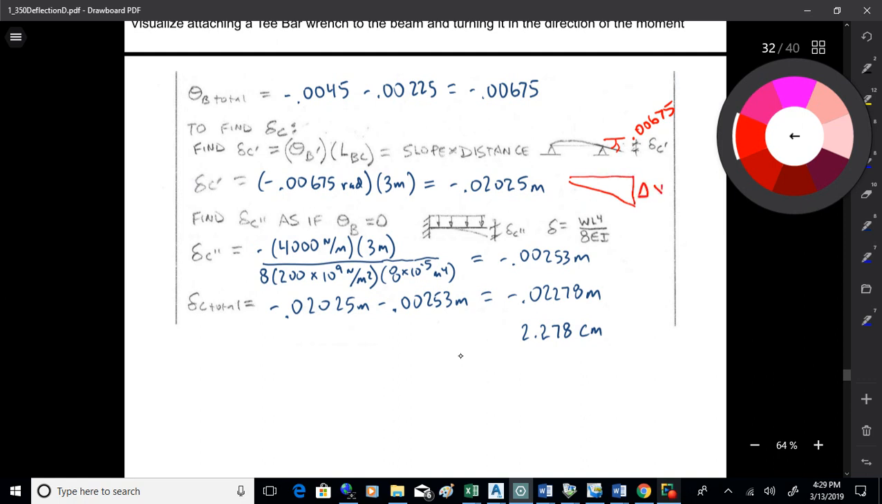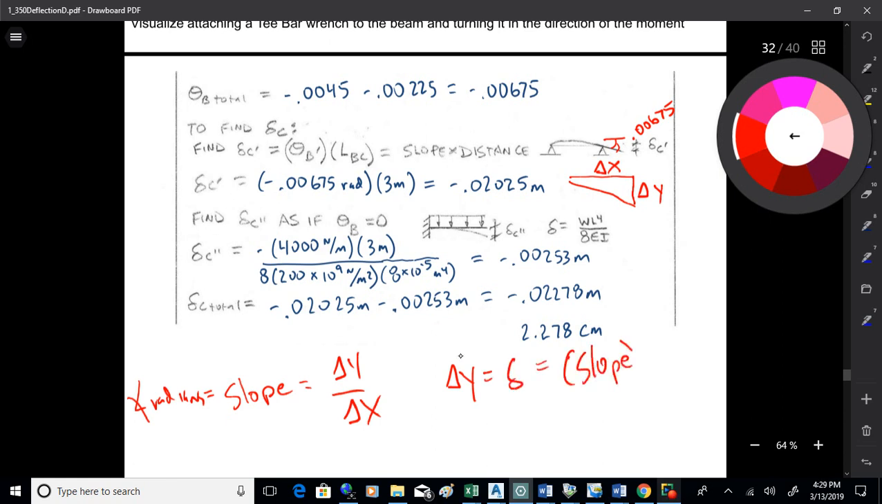See, I can find delta y, okay? Because the slope, which is the angle in radians, which I'm calculating here, is equal to delta y over delta x, right? So if I want delta y, which is what I call delta, that's the slope times delta x. If I take that angle in radians times the 3 meters, that will get me how much the end of the beam would go down on account of that slope. Okay? You okay with that?